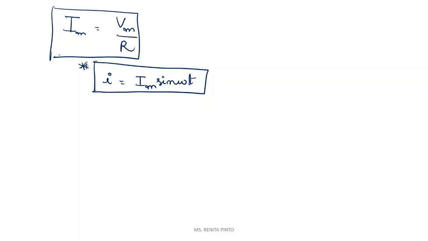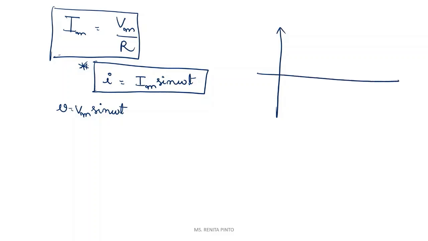Now, we had considered at the beginning that the applied voltage is V equal to Vm sine omega t, and at the end we have ended up with the equation of the current, I equal to Im sine omega t. Looking at the equations, we can clearly say that both the voltage and the current are in phase. Therefore, if I want to draw the waveform for the voltage and current, how will it look? Let me draw the waveform for the voltage and current for a pure ohmic resistance.